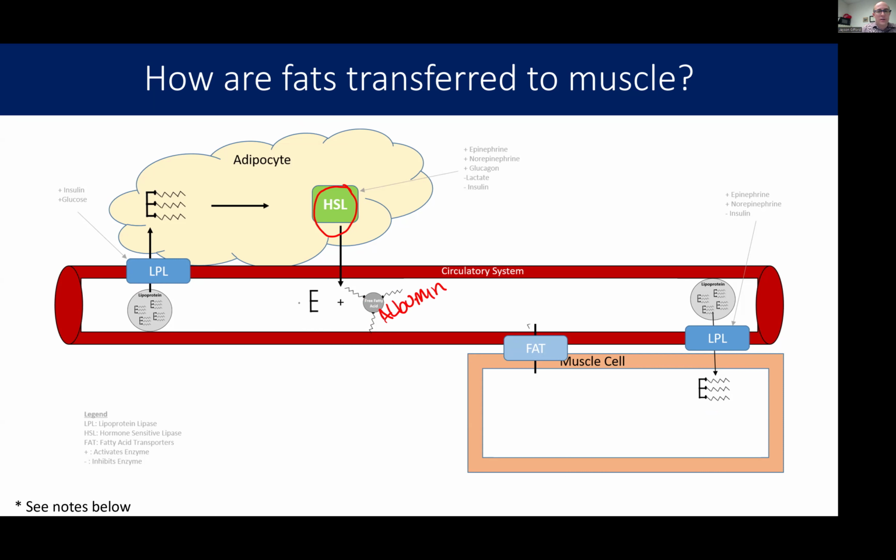This glycerol can then be utilized elsewhere, can be converted back into glucose and utilized that way as a source of energy. Now let's look at the activity of hormone-sensitive lipase. It's sensitive to hormones, as the name would suggest. And some of the most important hormones are going to be epinephrine and norepinephrine.